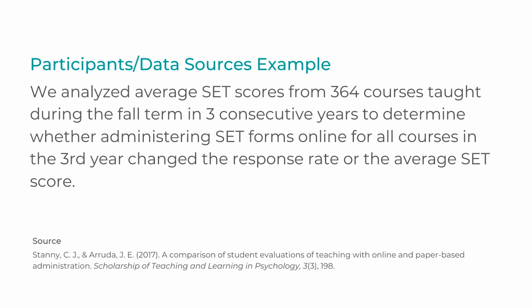Next, you're going to mention the participants or data sources using key characteristics. Here, the APA provided example states, we analyzed average SET scores from 364 courses taught during the fall term in 3 consecutive years to determine whether administering SET forms online for all courses in the 3rd year changed the response rate or the average SET score.